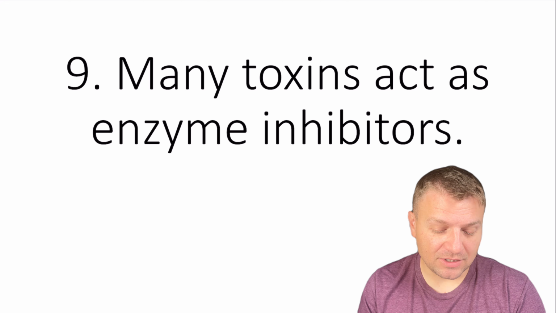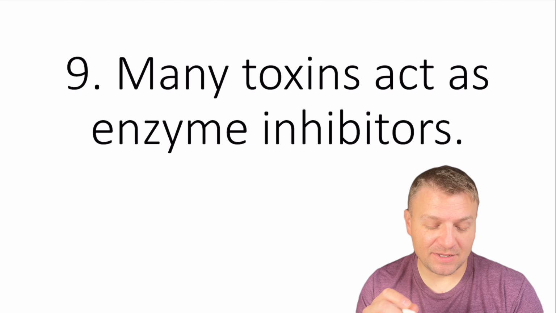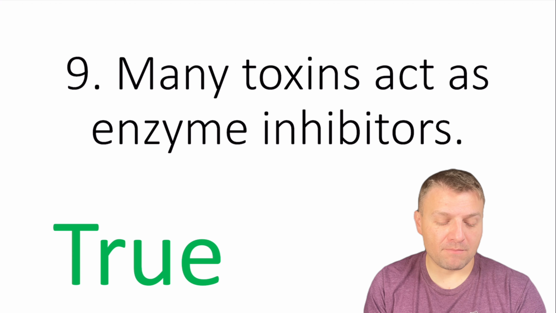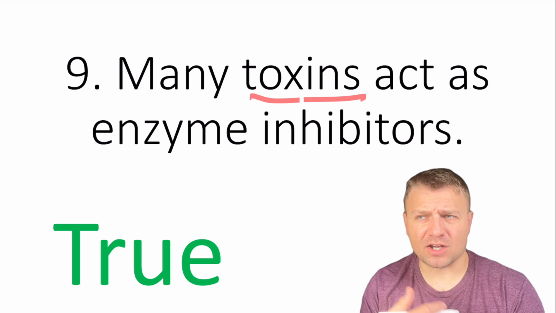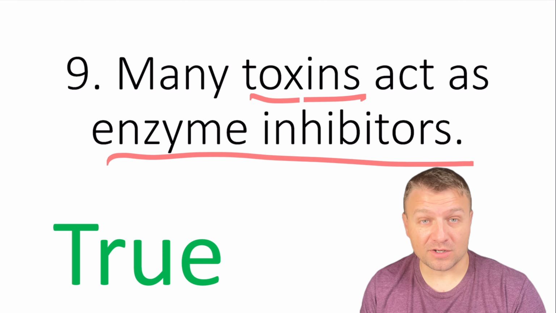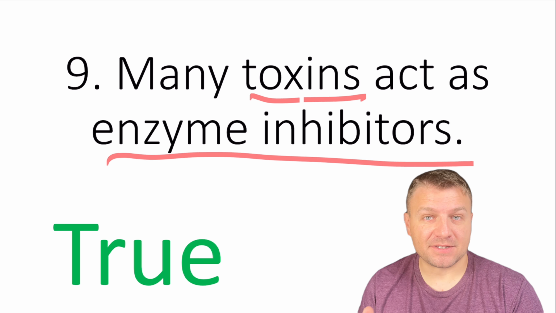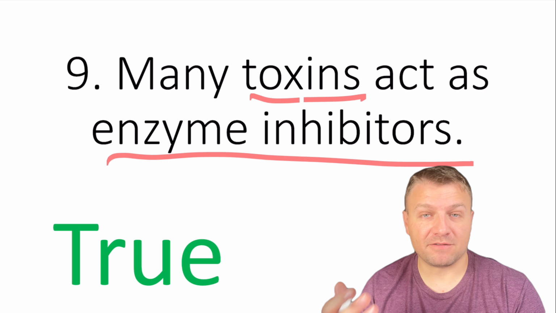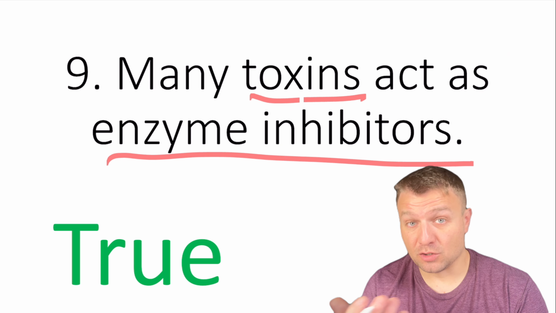Last two here. Many toxins act as enzyme inhibitors. Is this true or false? This one's true. Many toxins and things that are not good for our bodies, not good for our cells, act as enzyme inhibitors. For example, cyanide inhibits an enzyme, and whenever it does that, it basically disrupts a pathway that can be very deadly for humans.